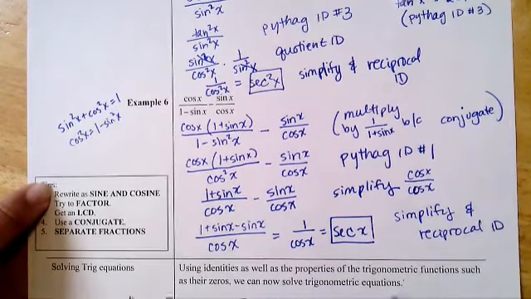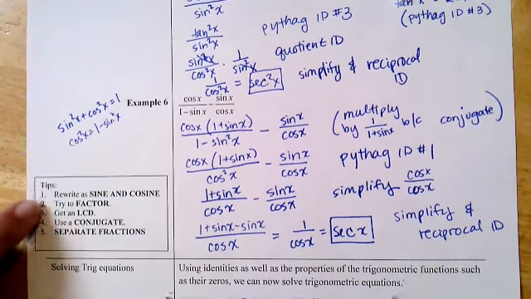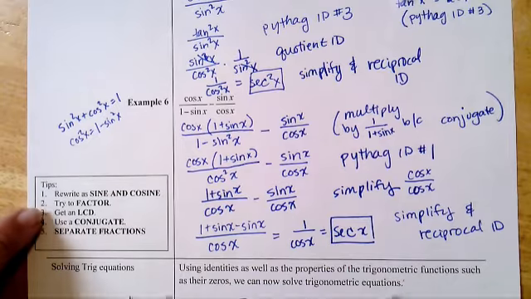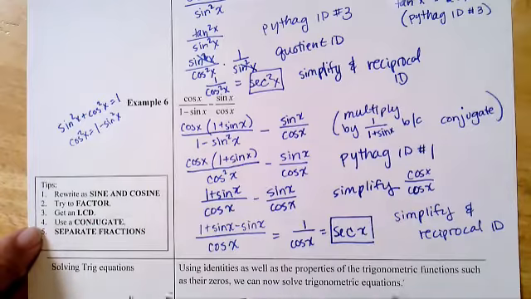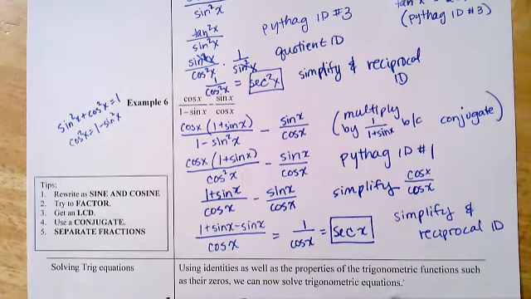Sometimes it helps to rewrite them as sine and cosine. Usually we'll be looking for if there are any common factors. Sometimes we'll need a common denominator, and to get that common denominator, we might need to use a conjugate. We didn't see this example, but sometimes there'll be a fraction and it helps to separate the fractions in order to simplify it. So if there's multiple terms in the numerator, separate them out over a common denominator, and then maybe turn that into different functions, combining them into sine and cosine, things like that.